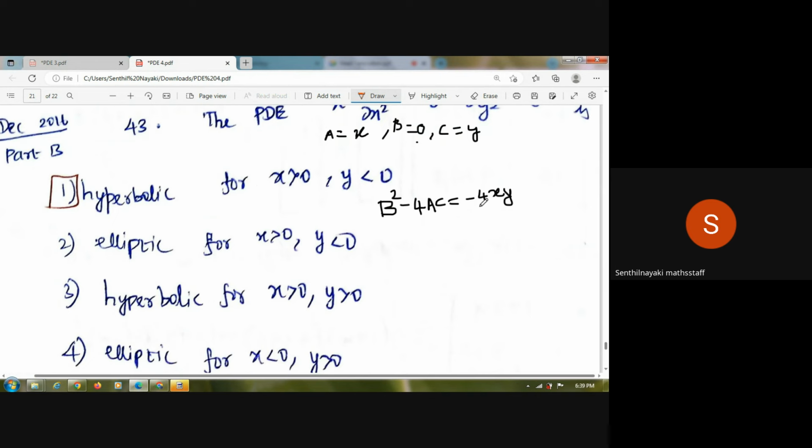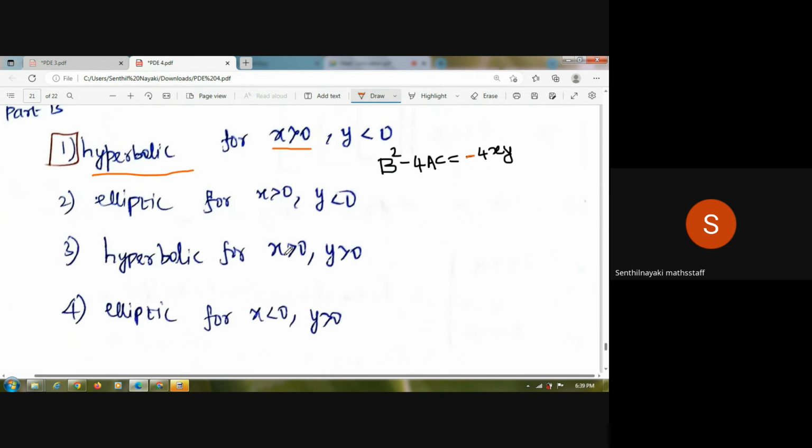See, here one minus sign is there. Okay. This value is already negative. So, in the first option, x is greater than 0, so x is a positive value and y is a negative value. If x is positive and y is negative, then xy is negative. This is negative, this is negative. So, negative into negative becomes positive. Therefore, b square minus 4ac is positive. Therefore, we get hyperbolic. So, the first option is correct as of now.